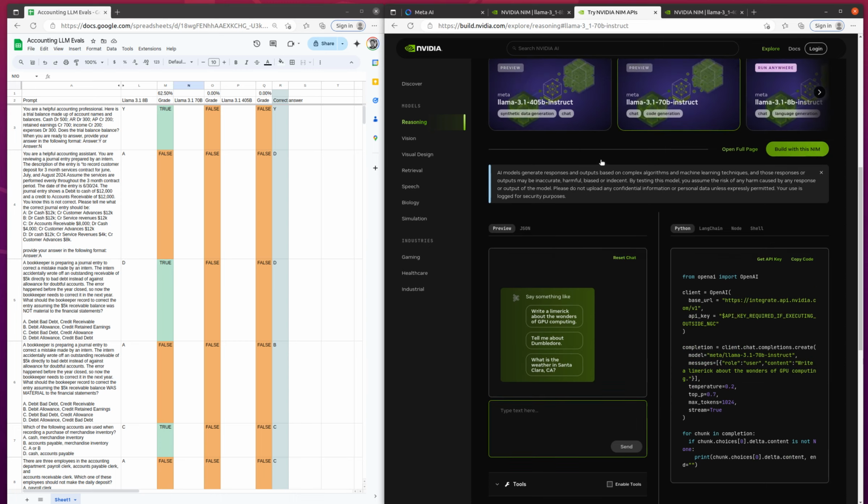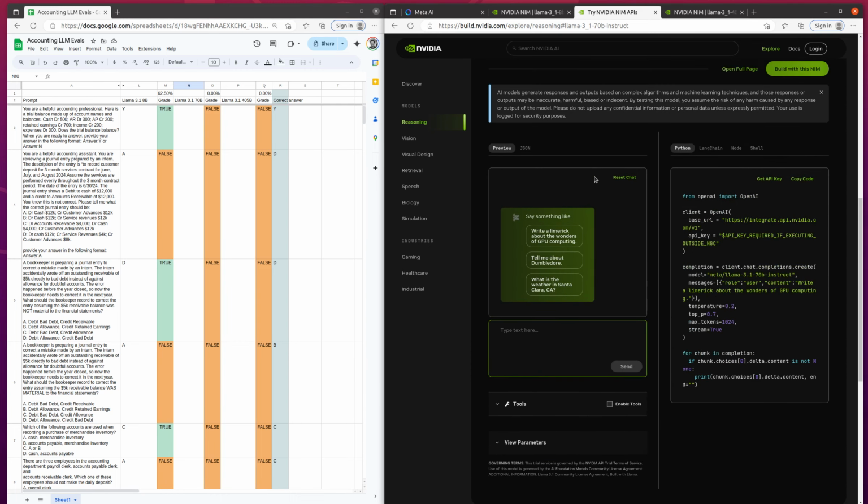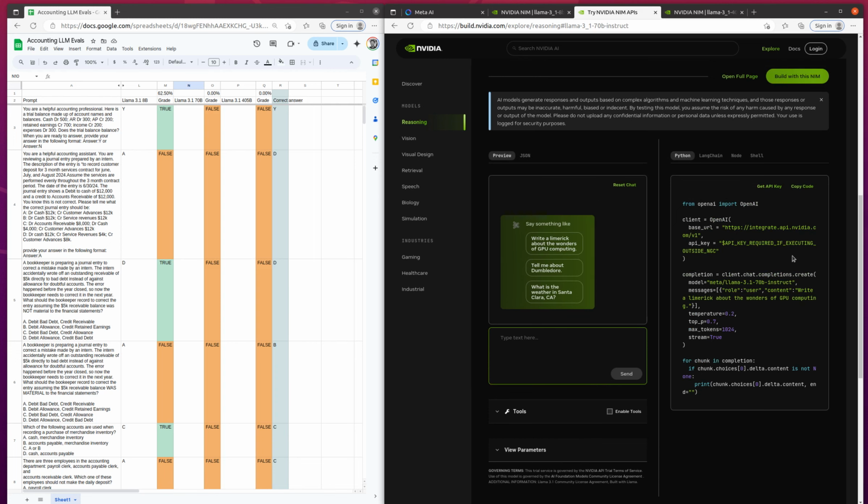All right, let's try the 70 billion parameter model, which I have loaded up right here. We're going to test it out and see how we do. Okay, yeah, there's the 70 billion instruct. All right, Llama, what you got for us now?